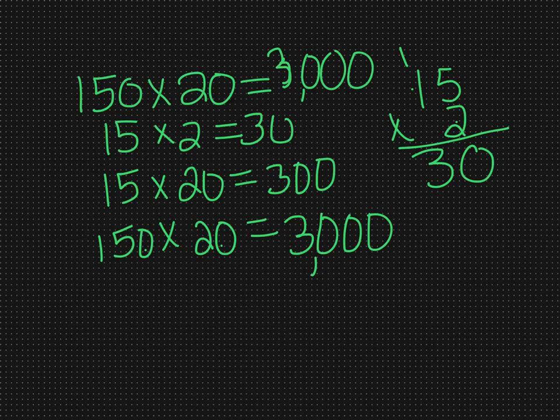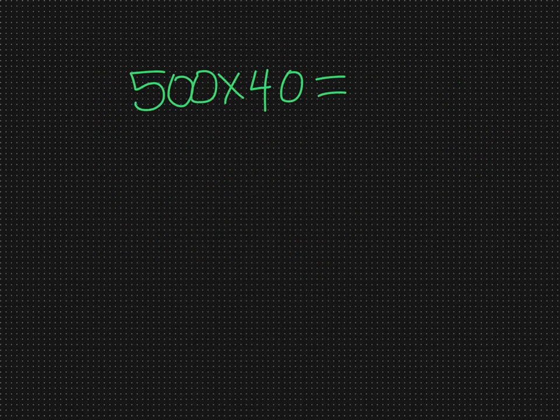Let's try another one. Here's a 500 times 40. I'm going to look at the front numbers here and go backwards and say, okay, well, 5 times 4. Think. 5 times 4. What is it? 5 times 4 is 20.